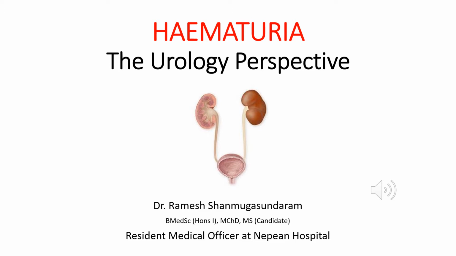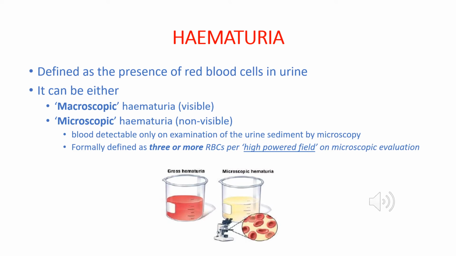This lecture will be on haematuria from the urological perspective. Haematuria refers to the presence of blood in urine. It can be further divided into macroscopic haematuria or gross haematuria, which is visible to the naked eye, and microscopic haematuria. This is formally defined as the presence of 3 or more red blood cells on microscopic evaluation per high-powered view.